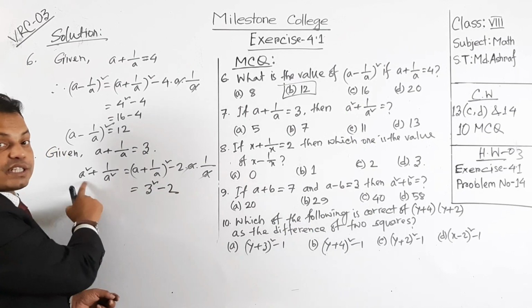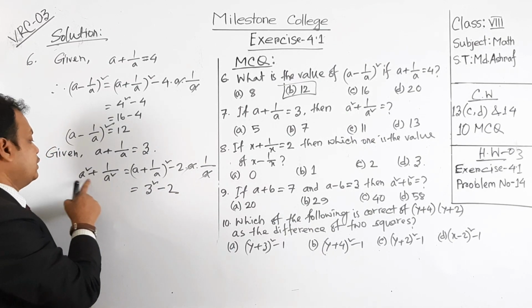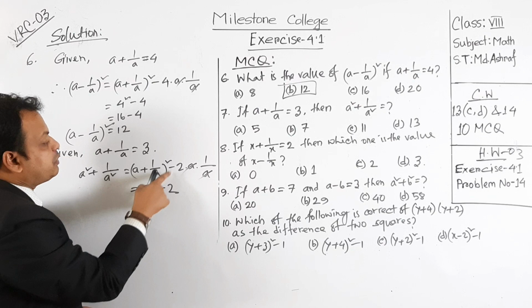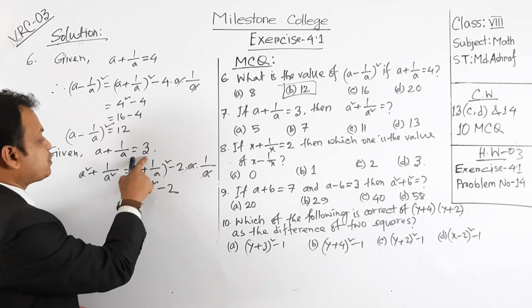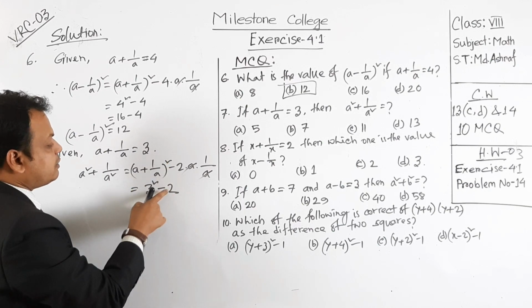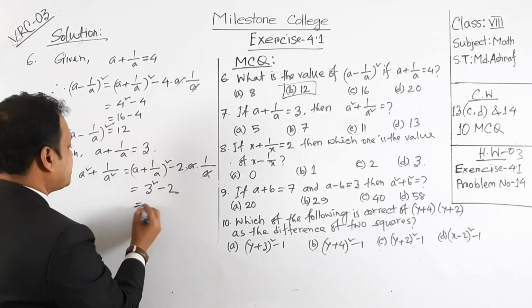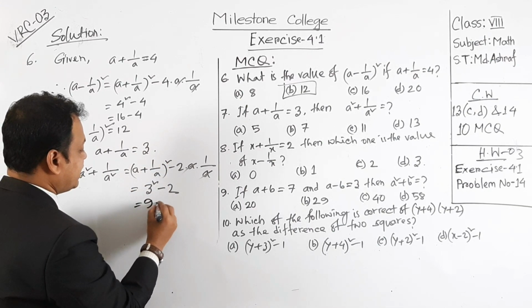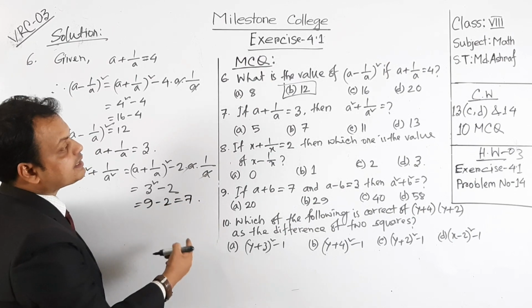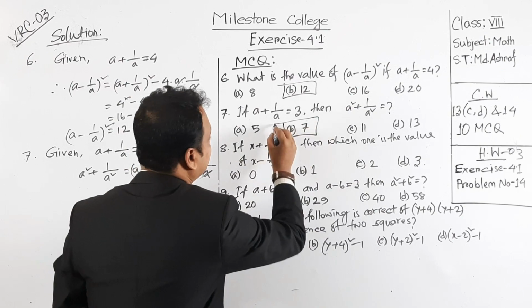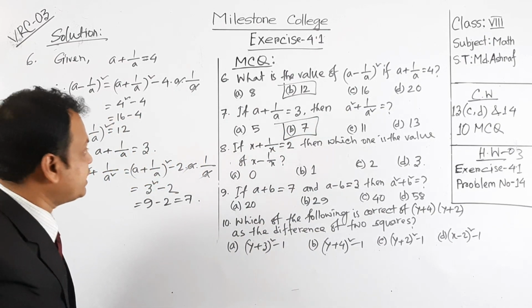So we are making here a square plus b square corollary. So a square plus b square equals a plus b whole square minus 2 into ab. Okay, then a plus 1 by a equals 3, so we have 3 whole square minus 2. Calculate this one. So 9 minus 2 equals 7. So the correct answer will be 7, 7 number answer. Now read the question 8 number.